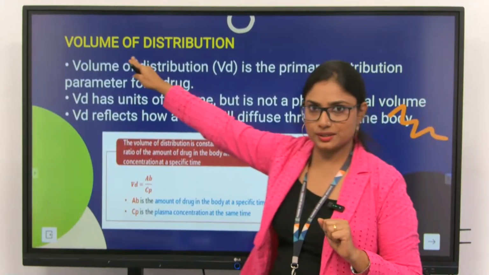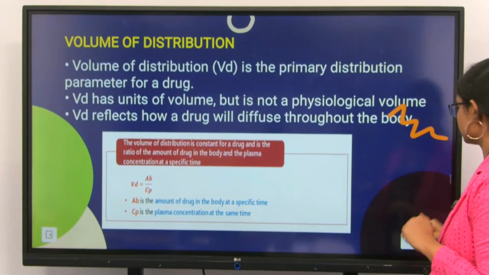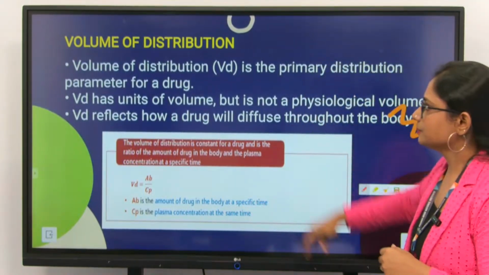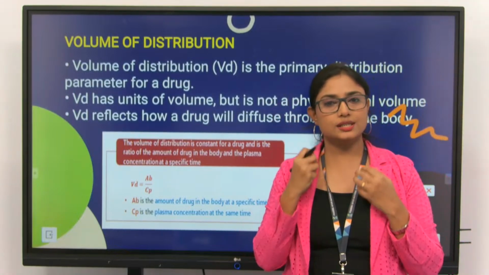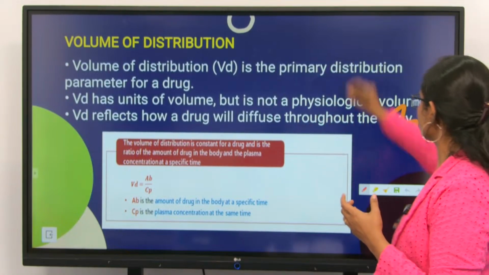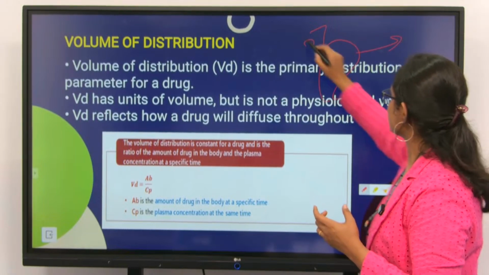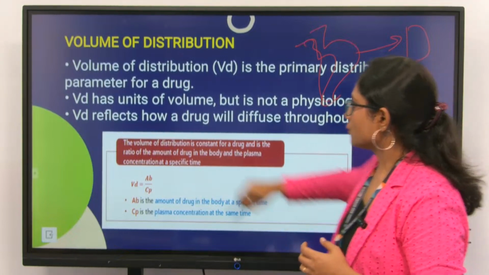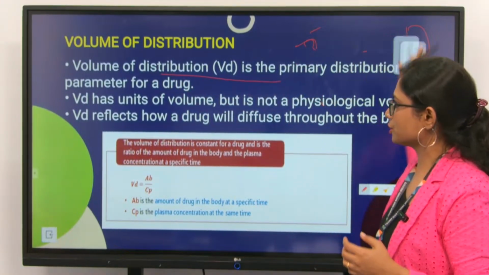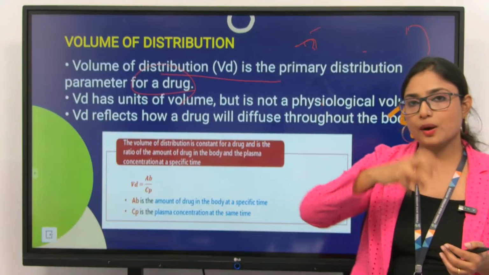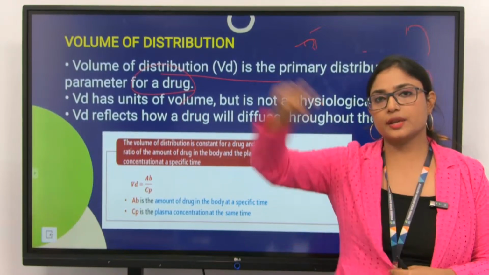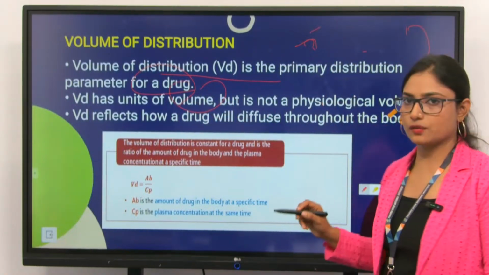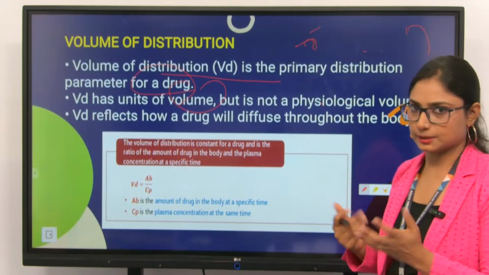Volume of distribution. What is this volume of distribution? See, the volume is not in ml or liter. It is not a physiological volume like that. It is the measure of the drug concentration reaching the site of action or the tissue level from the bloodstream. Okay. So volume of distribution is the primary distribution parameter of the drug. How much drug goes from the bloodstream to the site of action. So VD has a unit of volume, but it is not a physiological volume. It is not expressed as ml or liter.